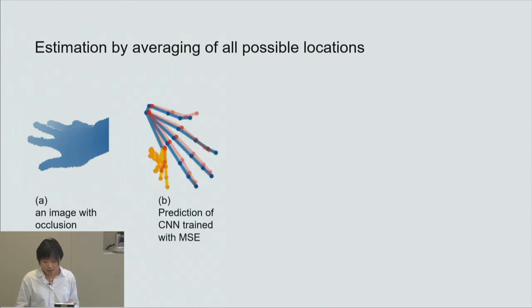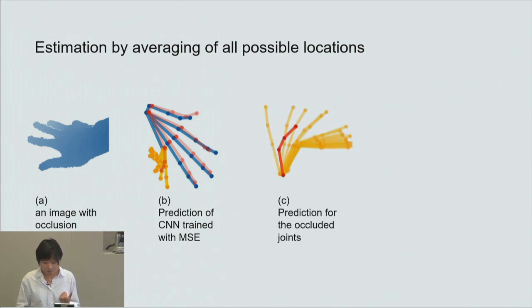The red skeleton is the prediction of the CNN trained with a mean squared error. For the visible joints, the estimation is more or less good, but for the occluded joints, the prediction is not close to any ground truth.